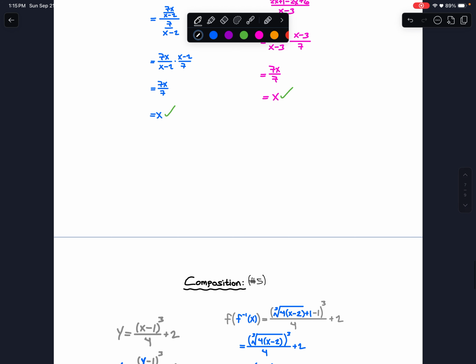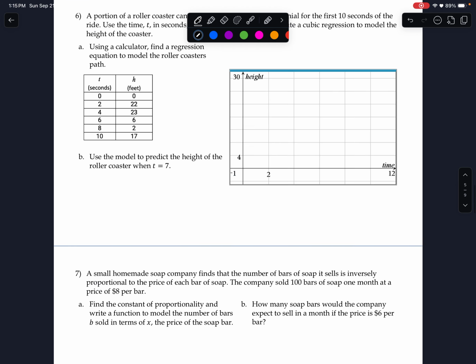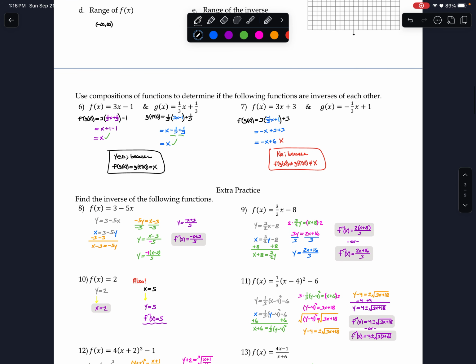So I also did the composition for number 5 just to kind of show you. But yeah, there's some really good problems, really good compositions. So make good choices.